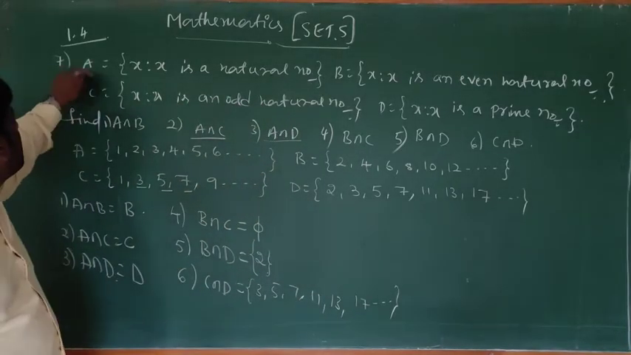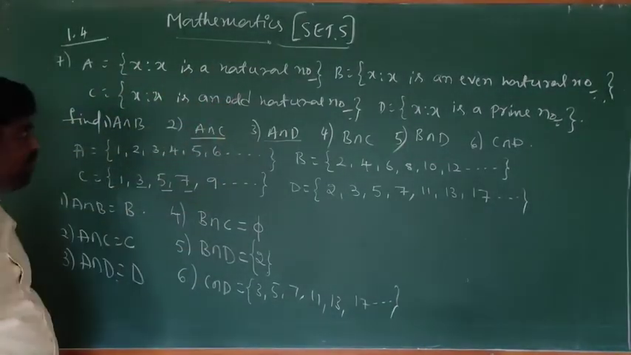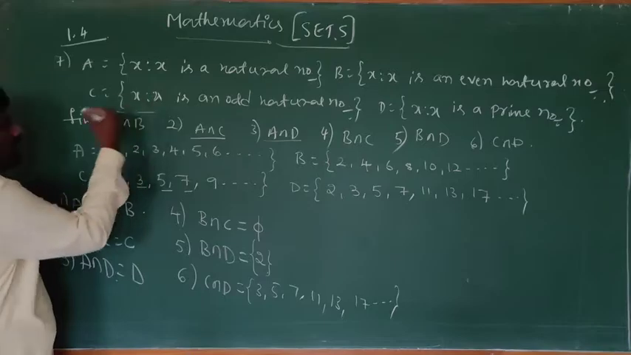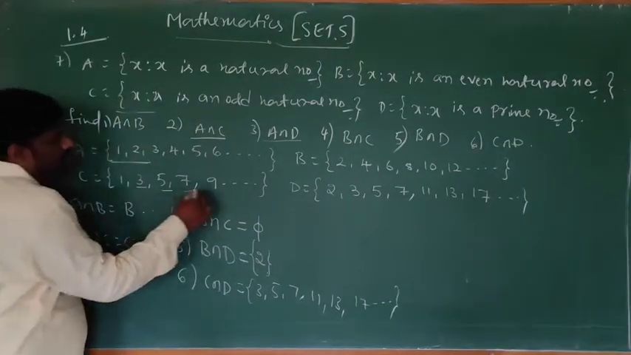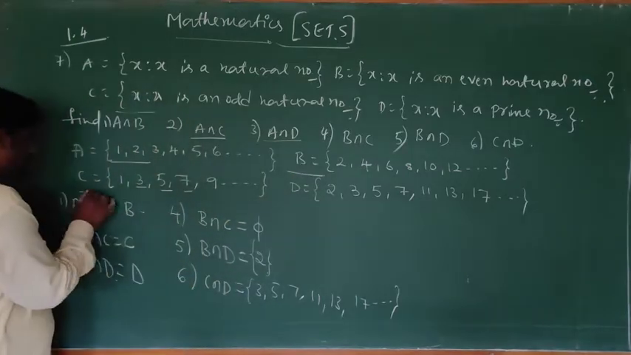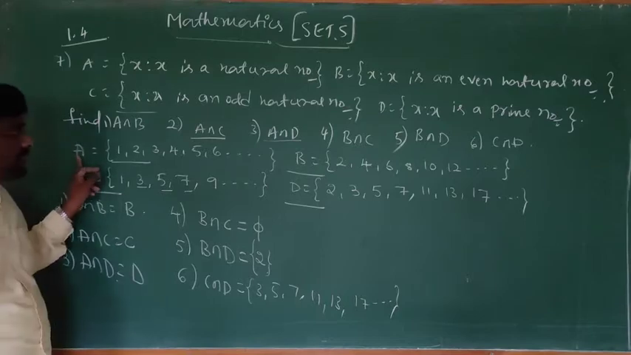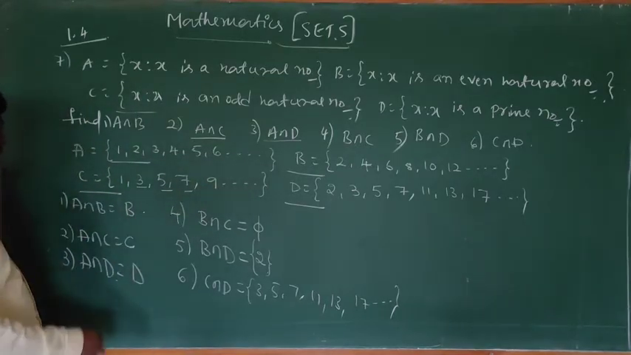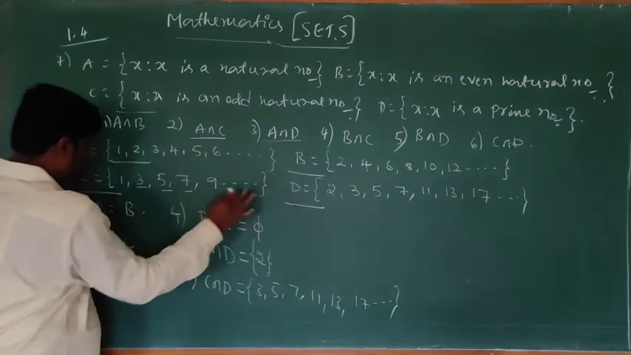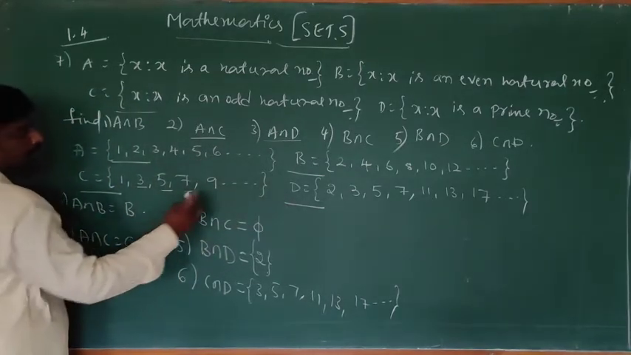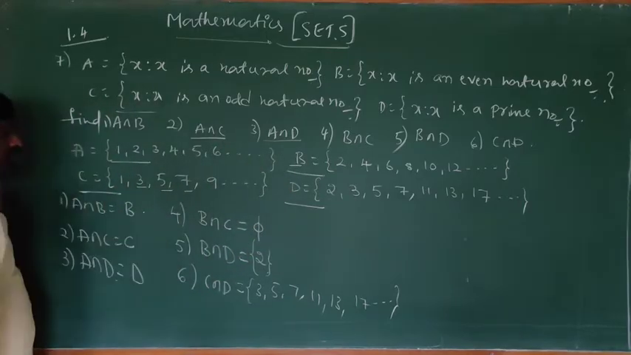Observe once again. This A set is given in the form of set builder. B set also is given in set builder. C set is also a set builder. D set is also a set builder. So A is roster, B is roster, C is roster, D is roster. A intersection B is equal to B, A intersection C is equal to C, A intersection D is equal to D, B intersection C is equal to null, and B and C are disjoint sets.